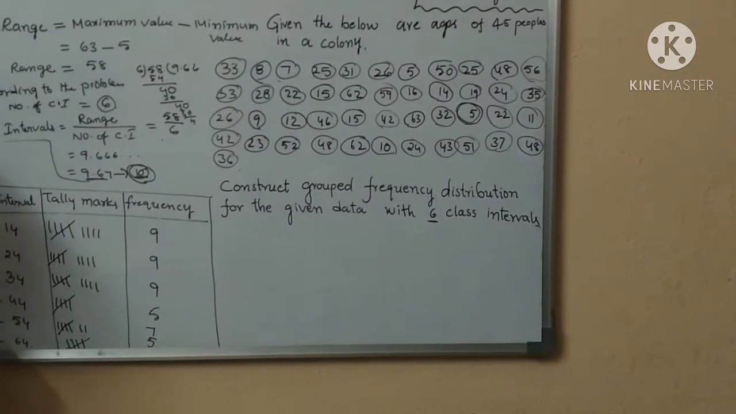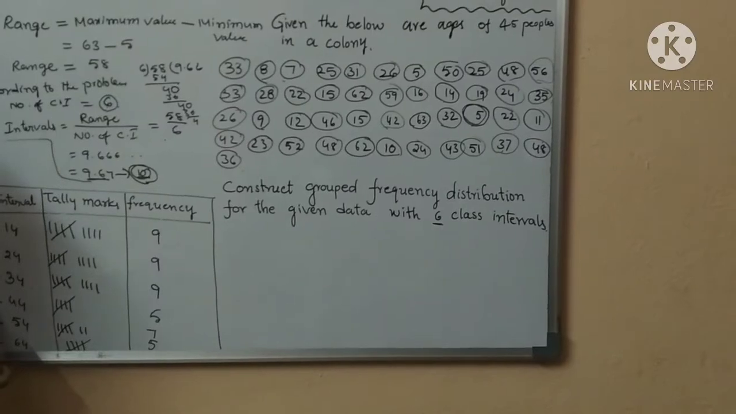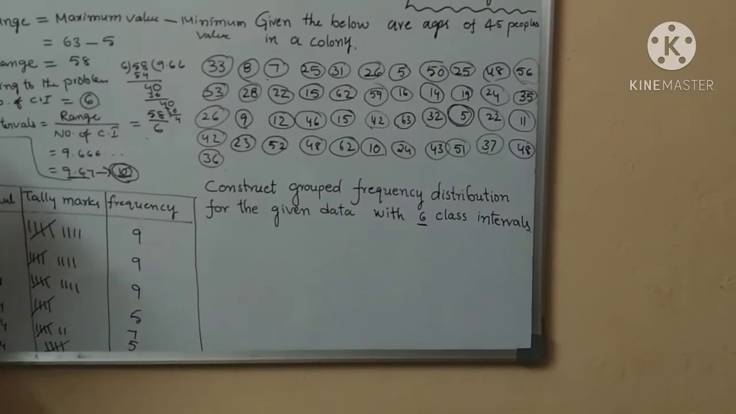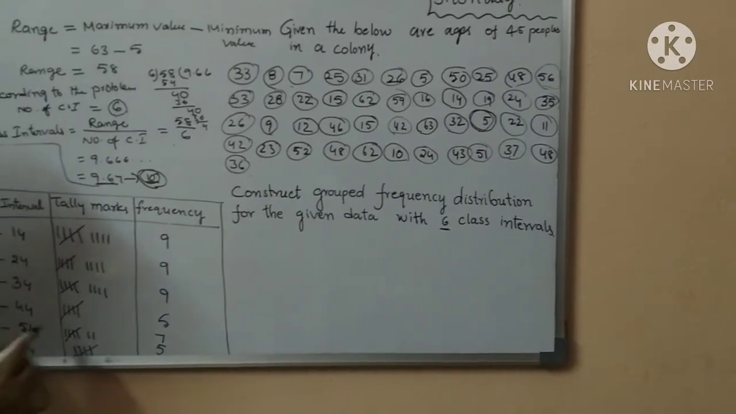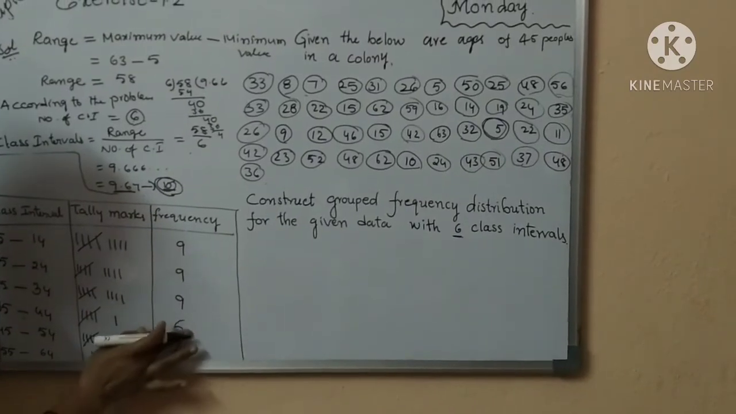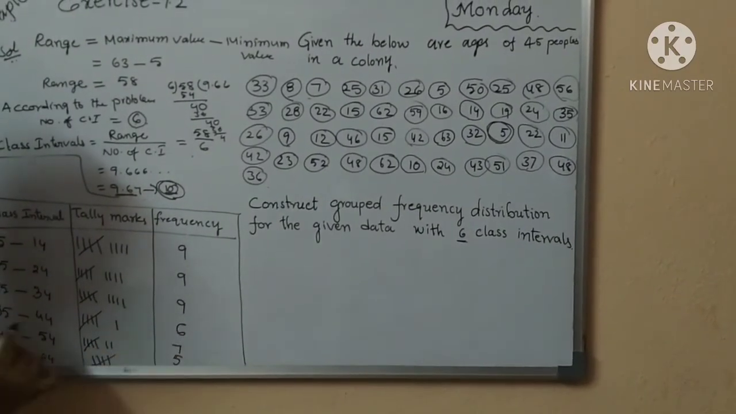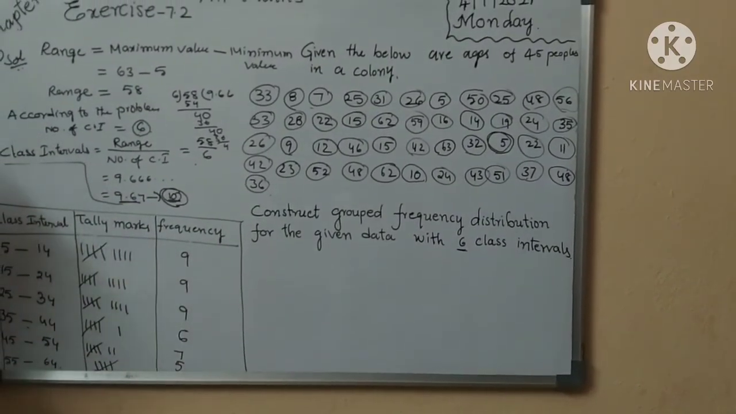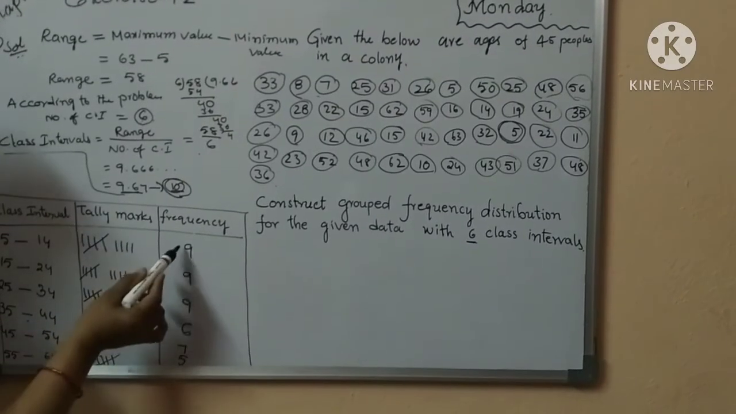So here, dear children, 35 to 44. Sorry, here only 1 is there. Here totally 6, for 35 to 44. Okay. So these are the frequencies.